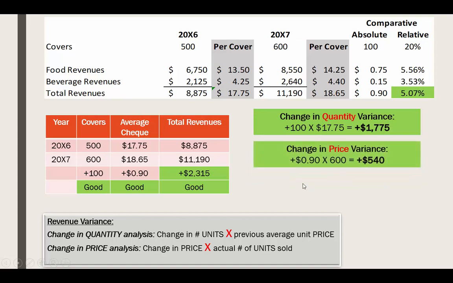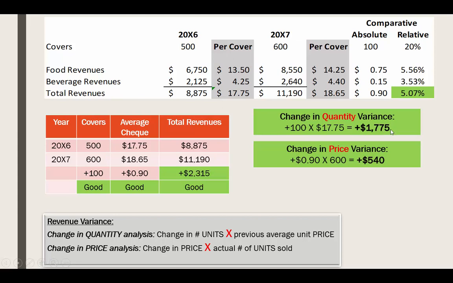Now, the change in price is where we start to evaluate this average price here. So the change in price is the 90 cents. We went up by 90 cents per cover. Okay. And now we served 600 people in total. So we actually got $540 more in revenues due to the increase in price. Okay, so of this $2,315, $540 was due to our increased average check, and $1,775 was due to the increase in amount of people.